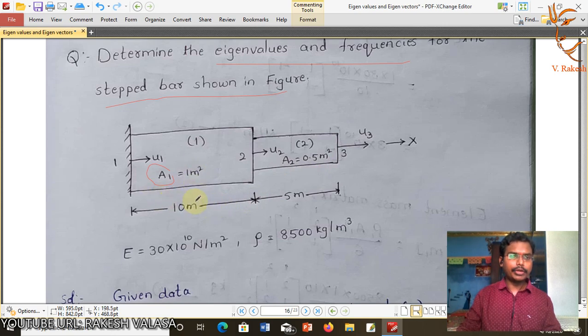The length of element 1 is L1 equal to 10 meters. The length of element 2 is 5 meters. Also given is Young's modulus, which is 30 into 10 power 10 Newton per meter square, and density rho equal to 8500 kg per meter cube.